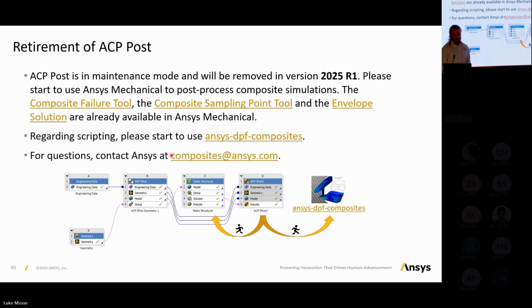And speaking of ACP, ACP Post is going away. So this is the last release that'll have ACP Post. So previously, what we would do is set up our composite in ACP pre, feed that into mechanical, and then do all the post-processing of damage criteria, inverse reserve factors, all that sort of stuff there.